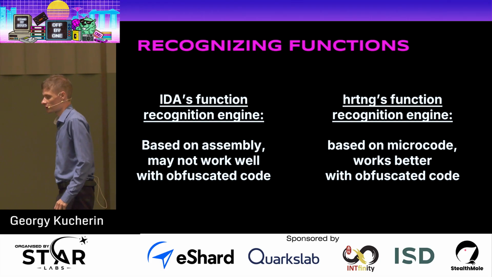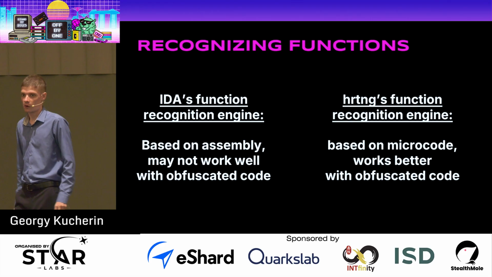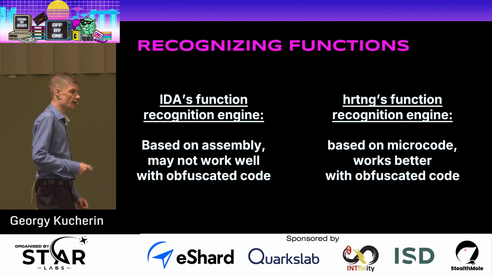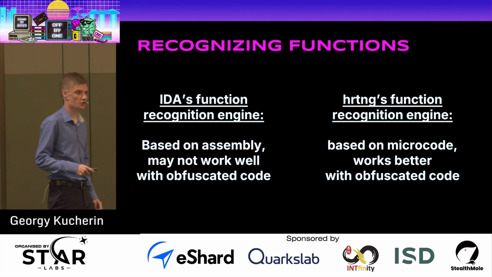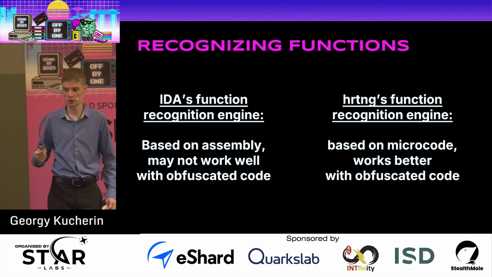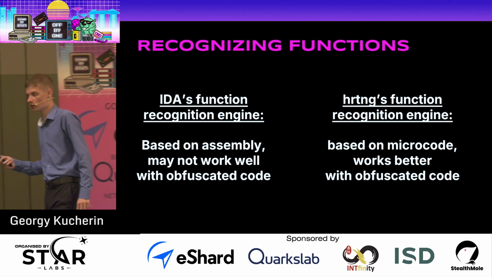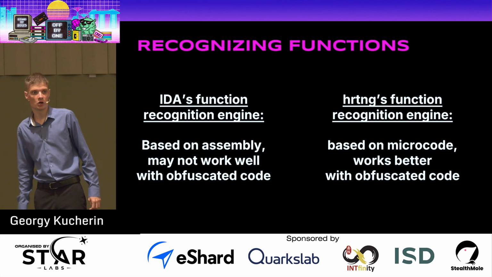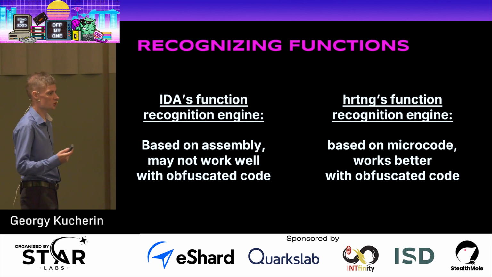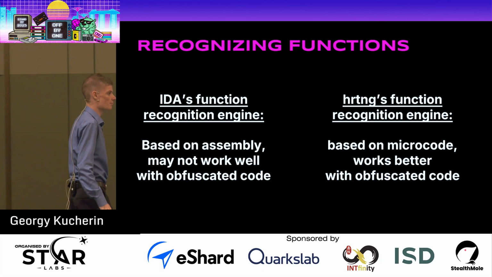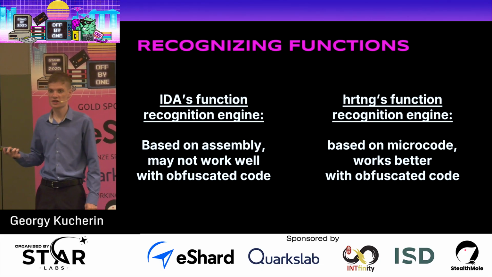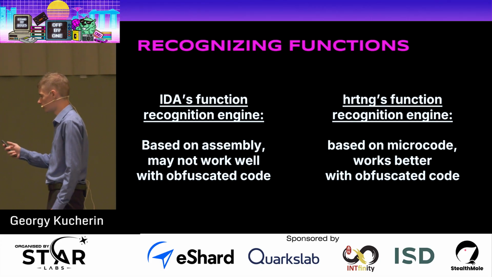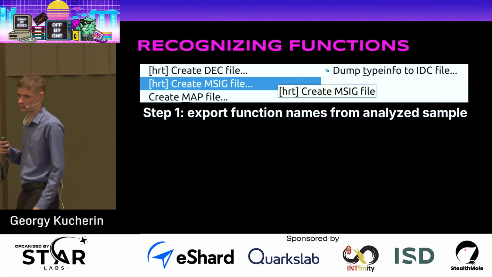To perform function recognition in case of obfuscated code, HRTNG implements its own function recognition engine. It is based not on assembly language, but on microcode, which is an intermediate representation generated by the Hex-Rays decompiler. It is optimized, and because of that, it is more robust against obfuscations. Now, using this engine is very straightforward.